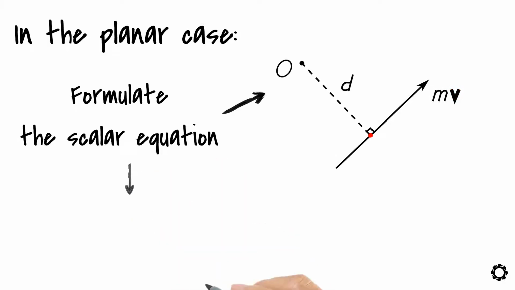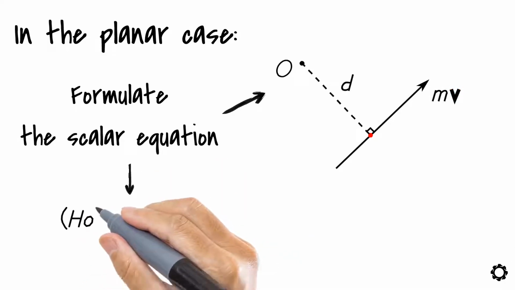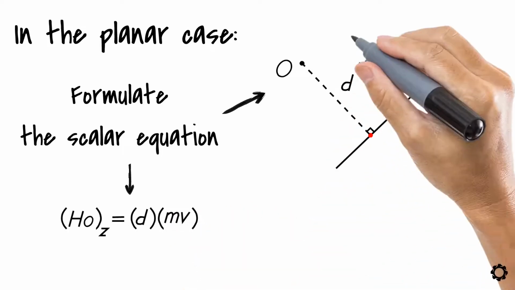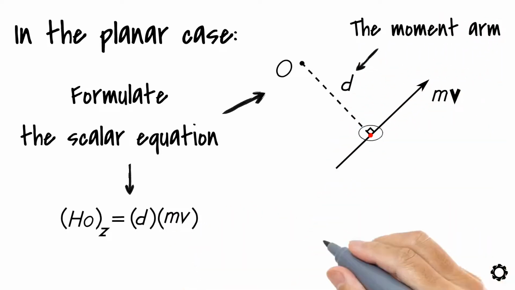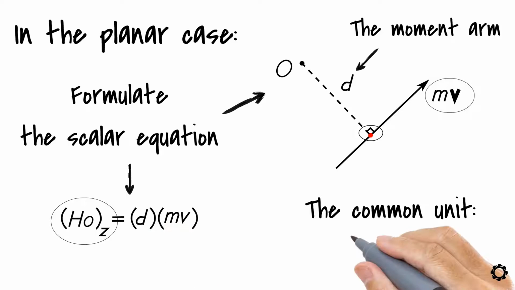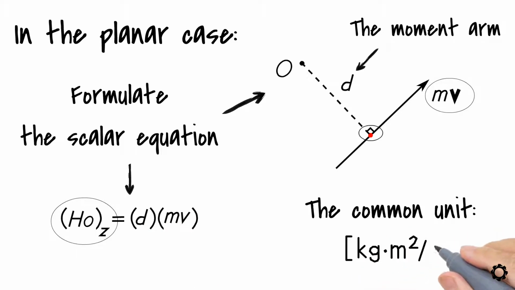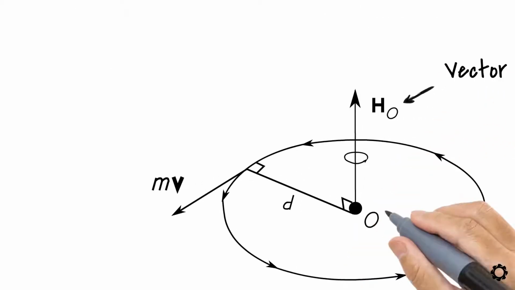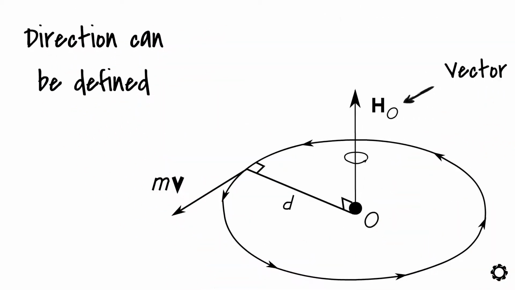Now, in the planar case, we can formulate the scalar equation for the angular momentum of a particle as follows. H_Oz equals d times m times v, where d is the moment arm of the particle's linear momentum m times v. The common unit that we use for this angular momentum is kilograms times meter squared per second. Notice also that the angular momentum of a particle is actually a vector of which the direction can be defined by using our familiar right-hand rule.